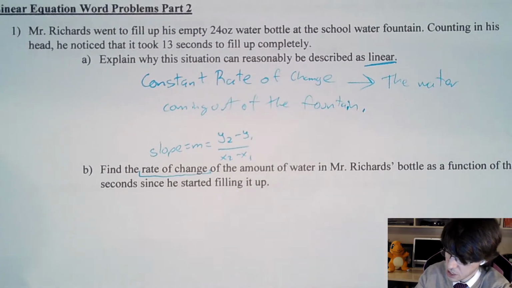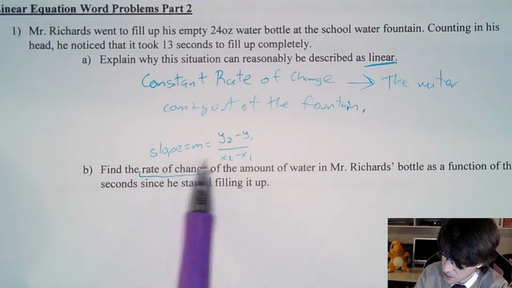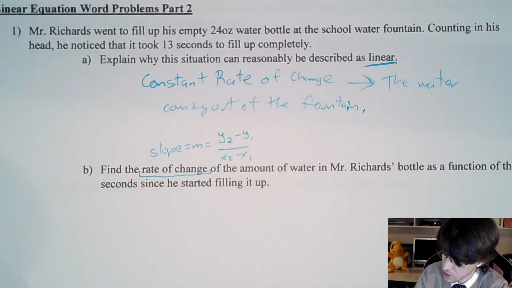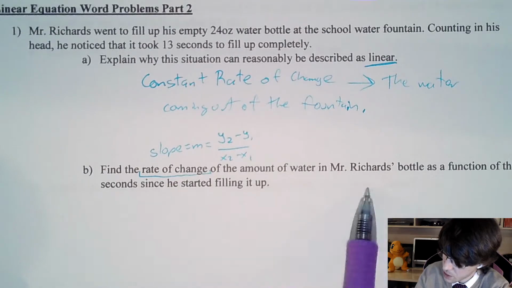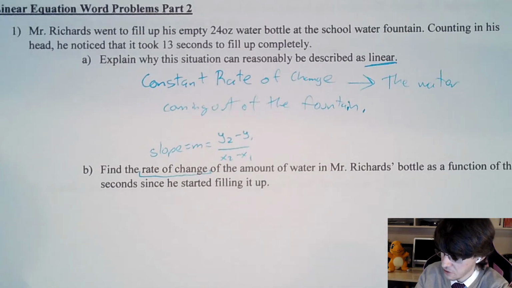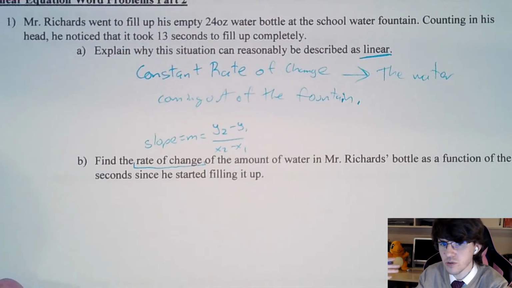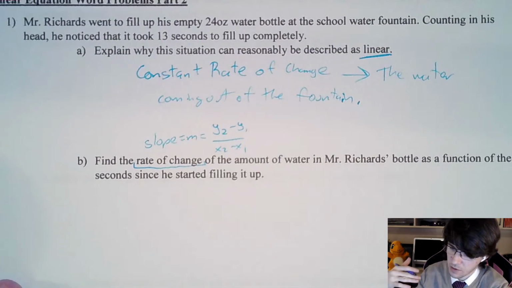Anyways, you have the constant rate of change, water going out of the fountain, and we are now finding that rate of change. That is always the slope, y2 minus y1 over x2 minus x1, of the amount of water in Mr. Richards' bottle as a function of the seconds since he started filling it up. In the previous assignment, I had you write on the board that whenever you see the words "with respect to," that always meant that was your input, or your x values.